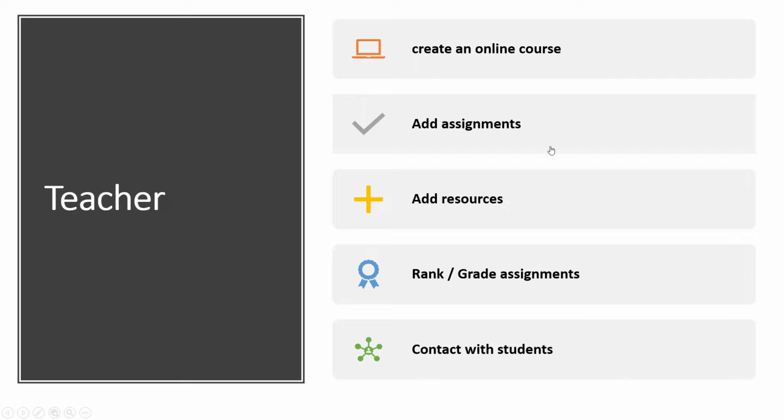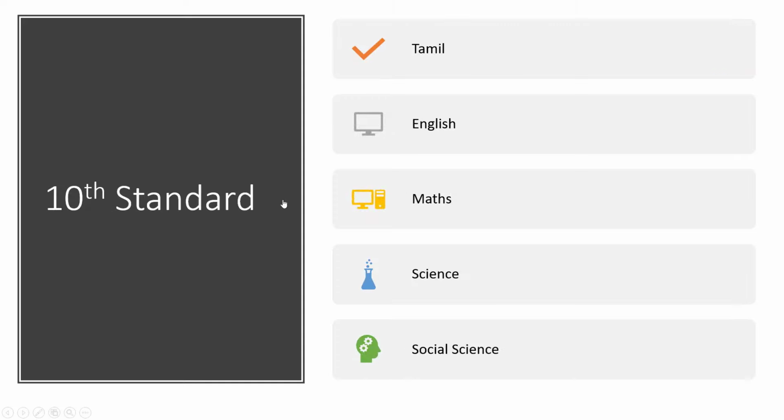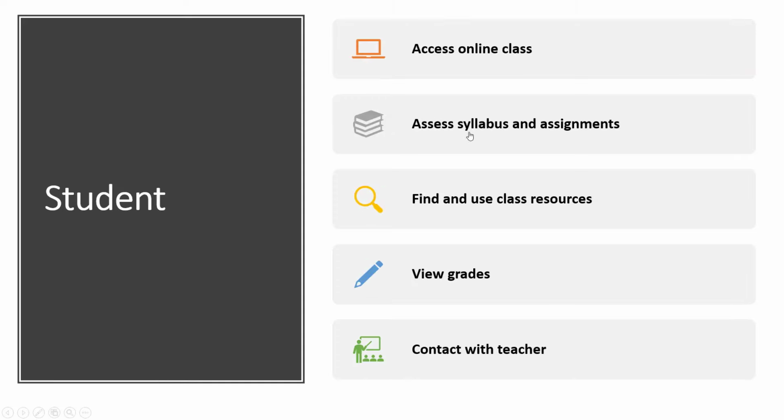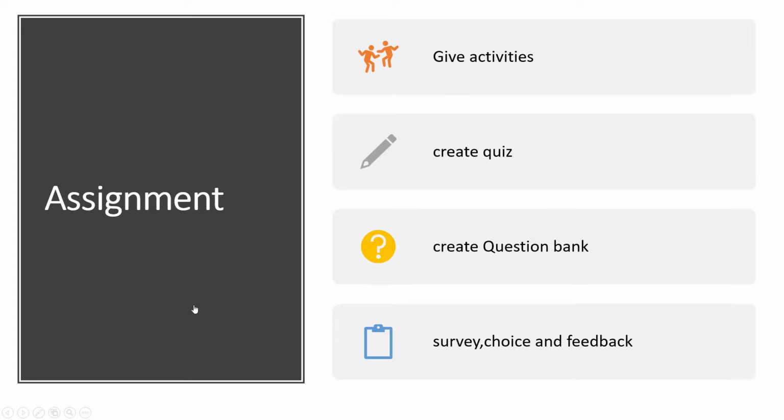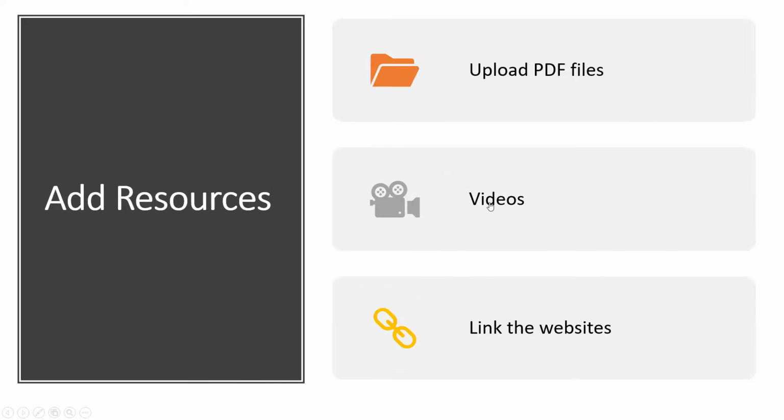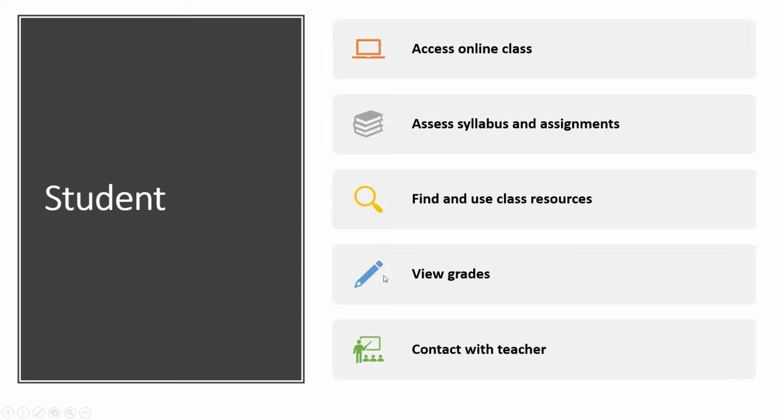Then teacher can evaluate the student performance based on the assignments, and teacher can give rank or grade to the assignments, and teacher can contact the students through notifications and emails, and students can access the online course created by the teacher, and they access syllabus and assignments and do the activities, participate in the quiz program, then download question banks, give their feedback to the teacher, and students can view resources of the course and download them and watch the video and browse the website, and students are able to view grades and contact the teacher.